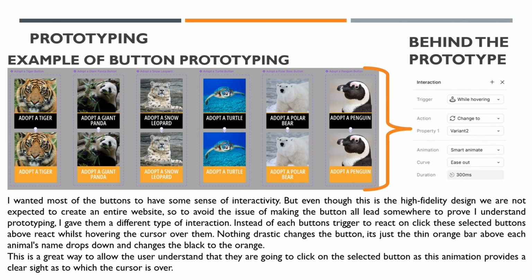This is an example of my prototyping I created using Figma. Just for some of the buttons which you could have seen on the high fidelity websites. I didn't want to make too much on my high fidelity, so the buttons actually don't take you anywhere, but they change when your cursor hovers over them. It allows the user to know which one they've selected very clearly. I've got an example I can show you now.